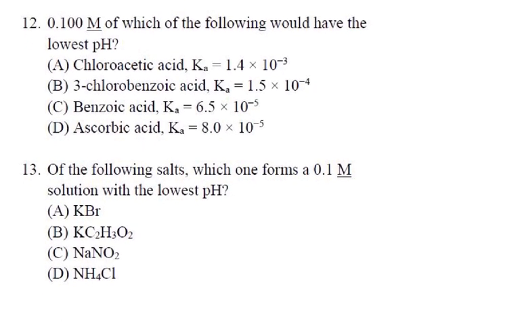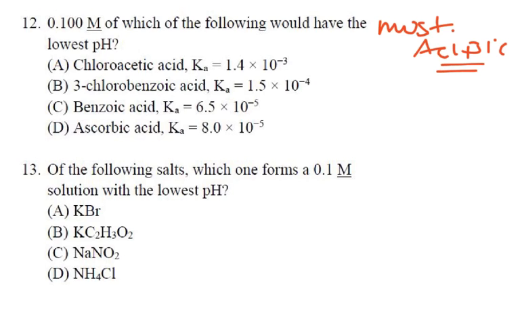Okay, number 12. Which of the following have the lowest pH? Now I always have to stop and think. Low pH means the most acidic. Low pH is acid. Everything lower than 7 is an acid. So the lowest is the most acidic.